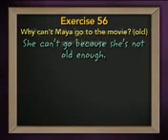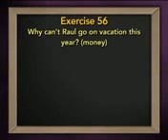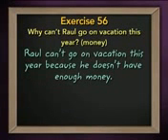Here's a second example. Why can't Raul go on vacation this year? Money. Raul can't go on vacation this year because he doesn't have enough money. He hasn't enough money. He hasn't got enough money. Raul can't go because he doesn't have enough money. It's pretty easy. Okay? Now, pause your program, look at the study guide, and complete the exercise. Return here afterwards.